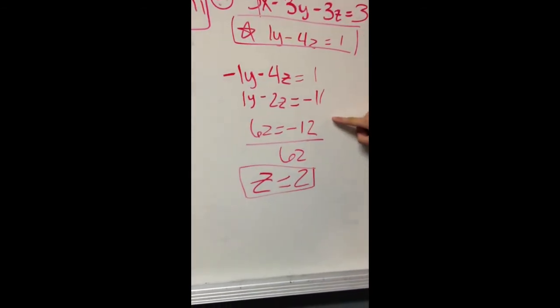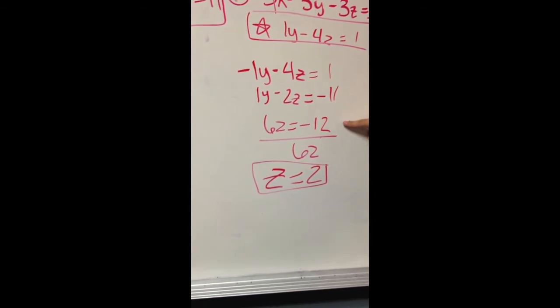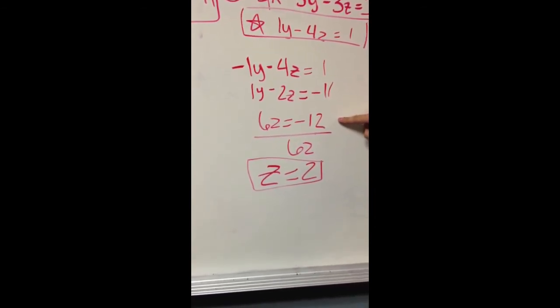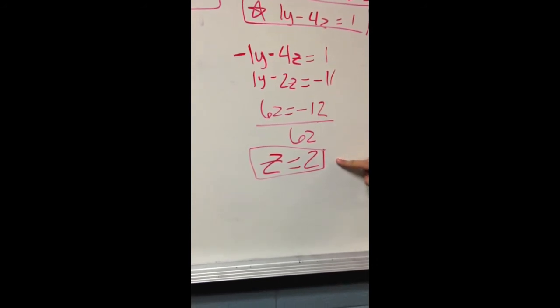And then you're going to want to find z. So then the y's would cancel out. You would get 6z equals -12. You would want to divide by 6, and then z would end up equaling -2.